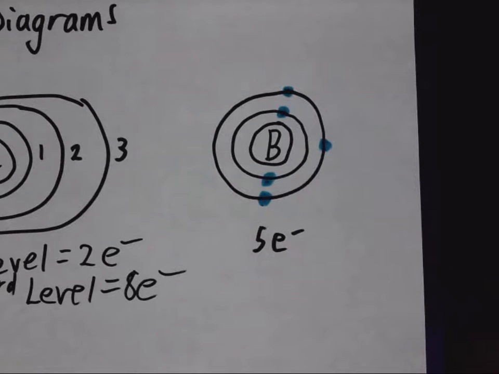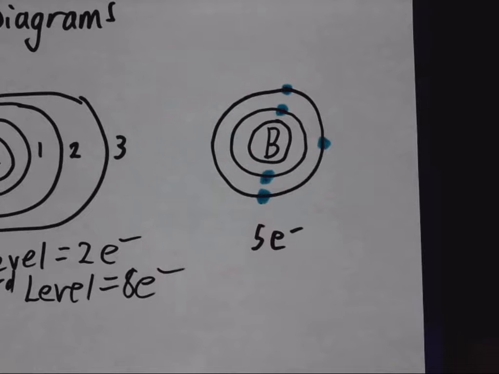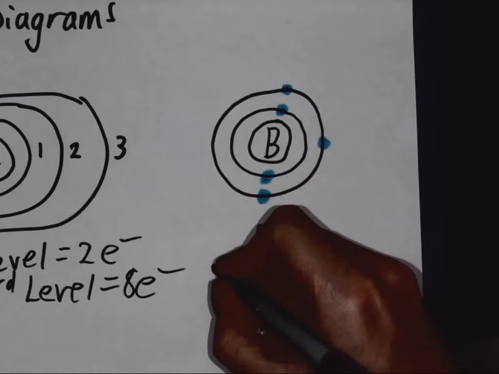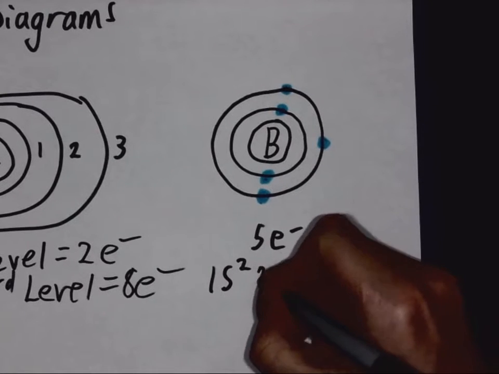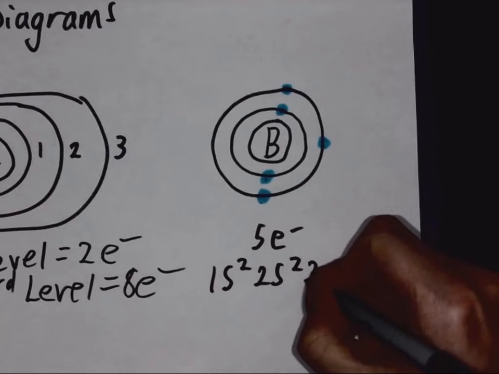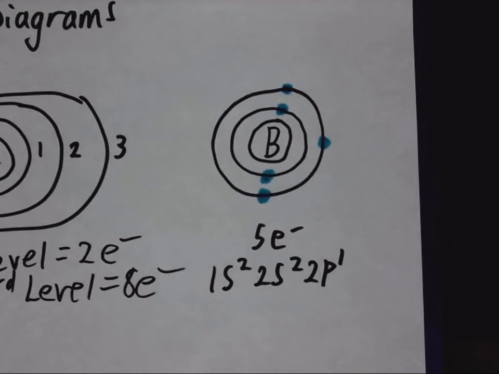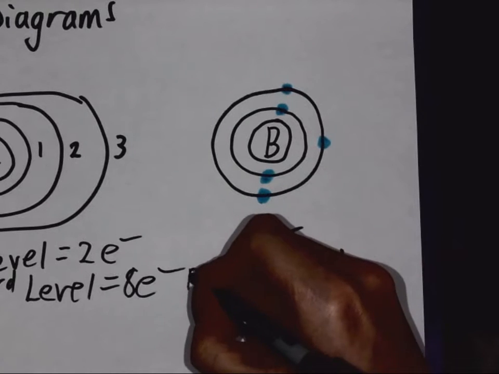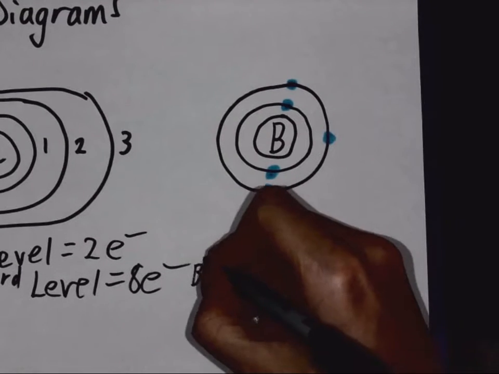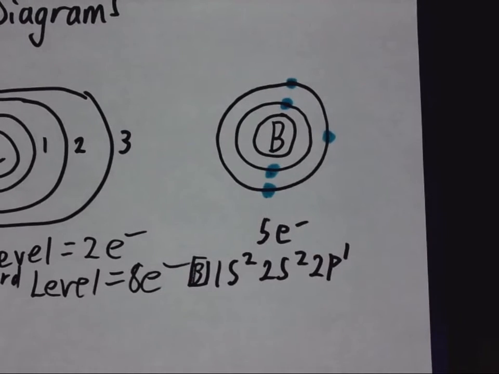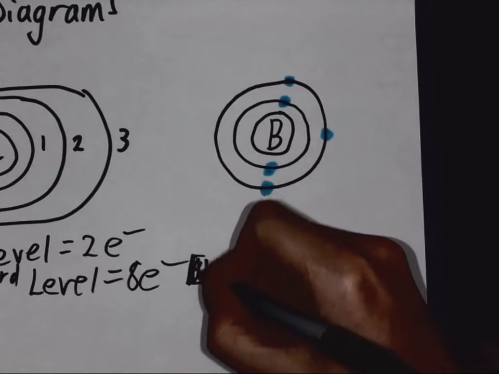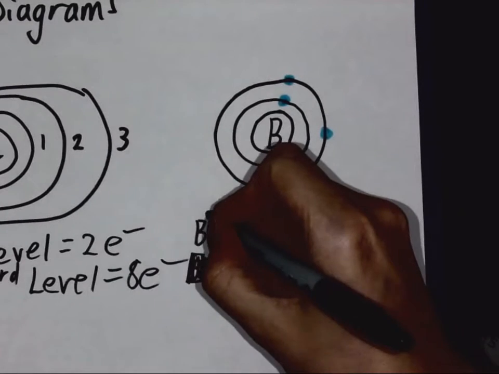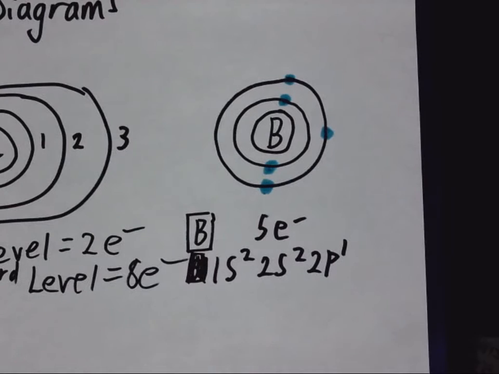Where we're getting this from is from these electron configurations. So remember back to 1s2, 2s2, 2p1. That is the electron configuration for boron. And I'll write that here. That is for boron, the element. So that is the electron configuration for boron.